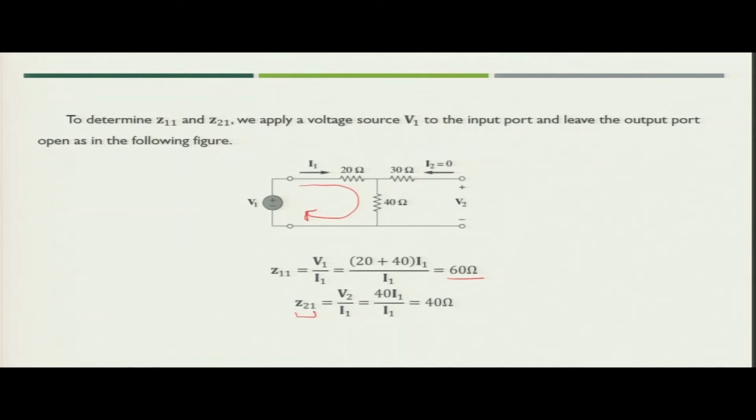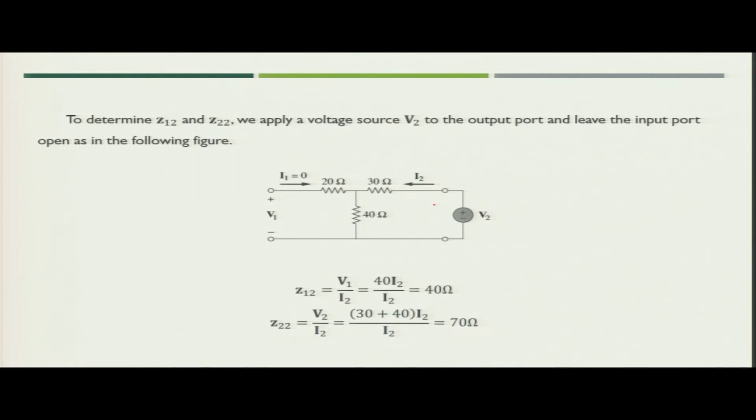Now, for Z21, Z21 is defined as V2 upon I1. What would be the value of V2? If you see this figure, since I2 is equal to 0, V2 would be applied across the 40 ohm resistance. So, the value of V2 would be 40 I1, and then you divide by I1, you will get Z21 as 40 ohm.